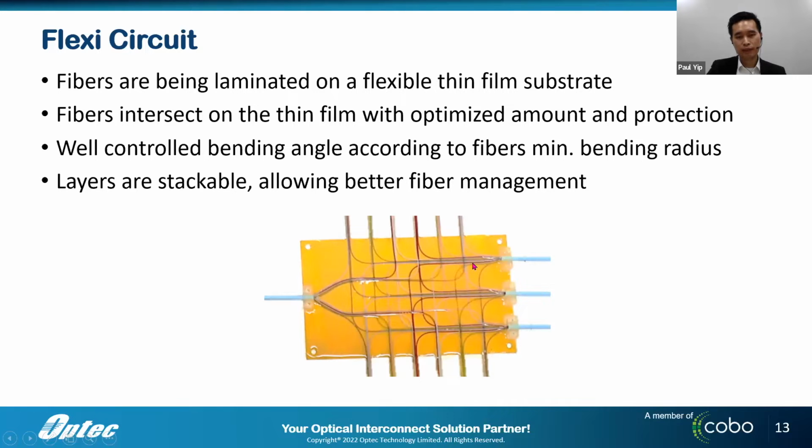Typically, we are saying that fibers are intersecting on the thin film, so that it is managed in a proper way and controls the bending radius, just to make sure there is no extra loss because of the bending radius inside the link. So once this is made, it can be stacked up so that we can, for example, have 200 fibers per layer, and 5 layers will give 1,000 fibers. So it's a very flexible way to plan it.